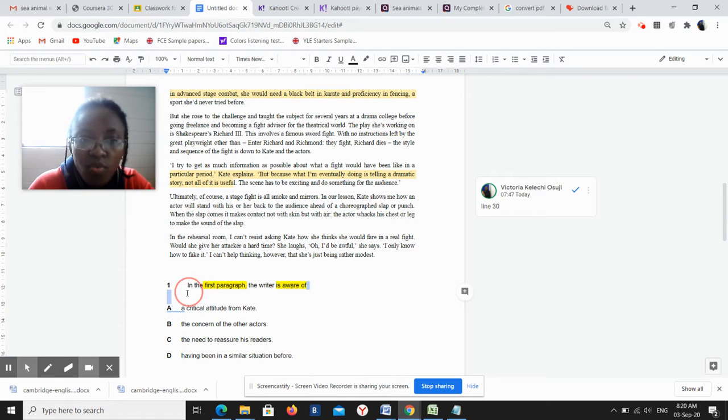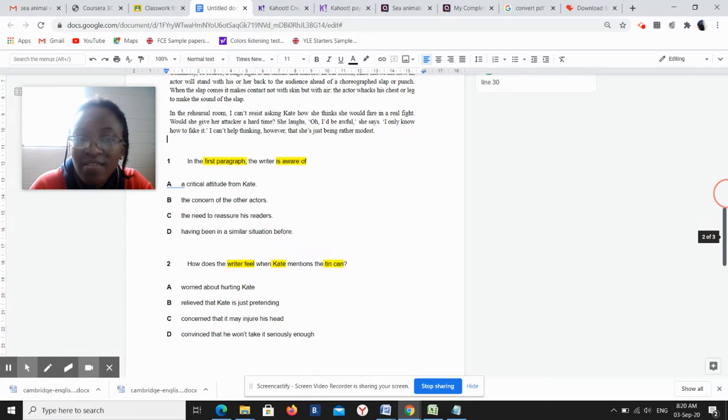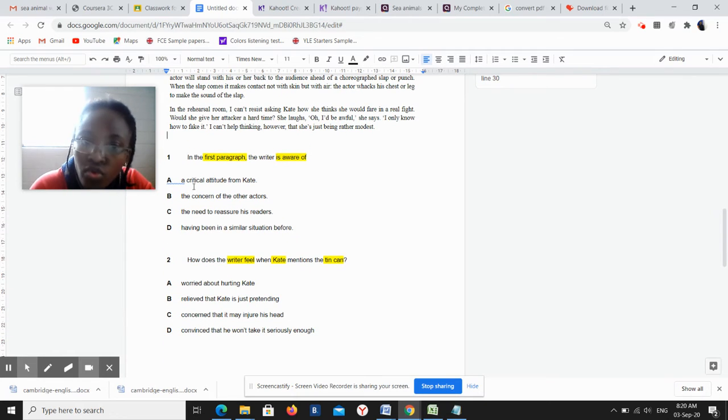In the questions only, you highlight keywords. In the first paragraph, the writer is aware of something, so you know you're looking for what the writer is aware of. For question two, you do not highlight keywords in A, B, C, or D. Do this with the question only. If possible, you can cover the options so you're not distracted. Question two: how does the writer feel when Kate mentions the tin can? So the feeling of the writer towards Kate and the tin can. That's what you're looking for. If you see that, you have an idea what the question will be.